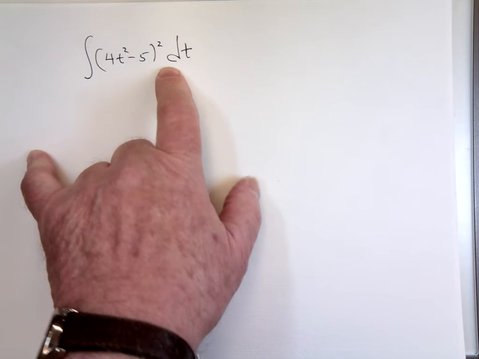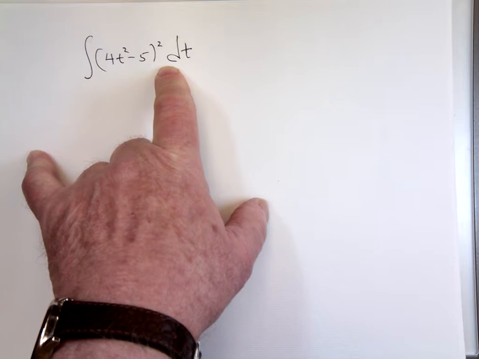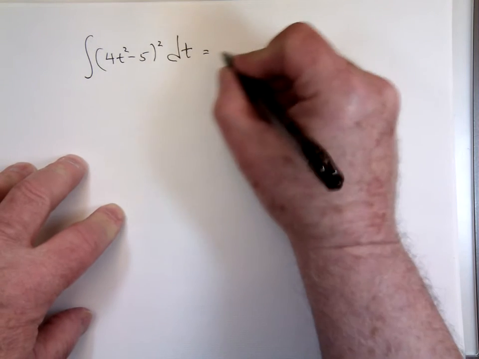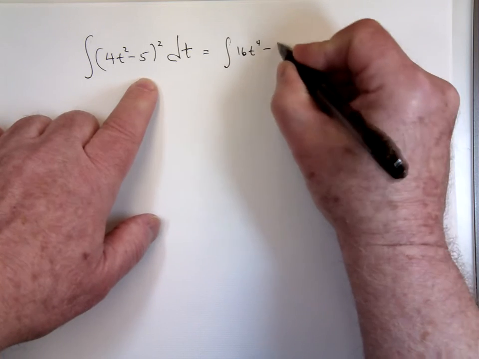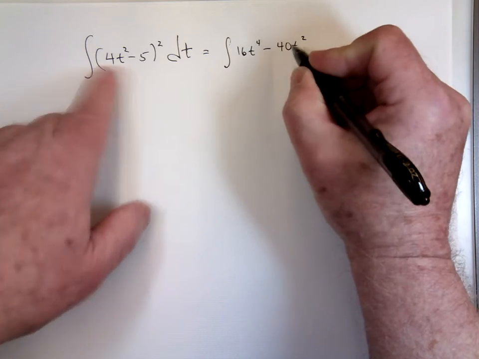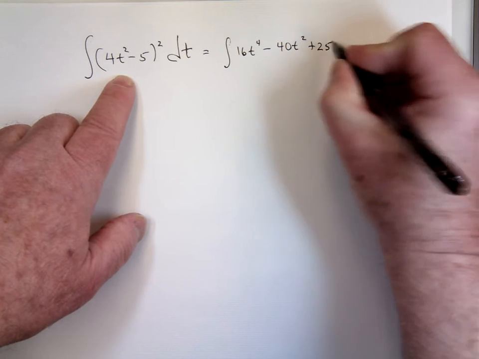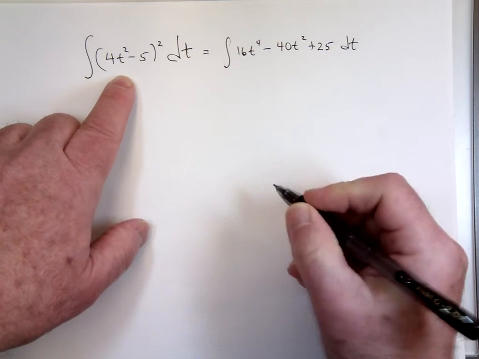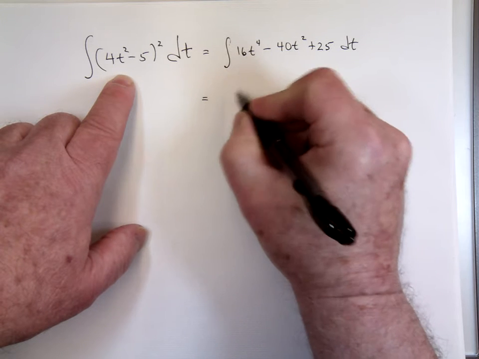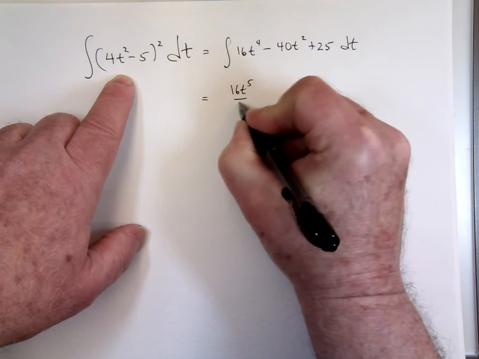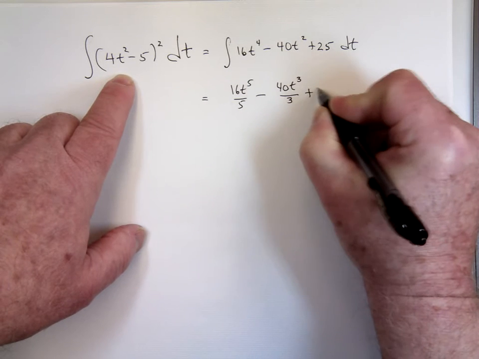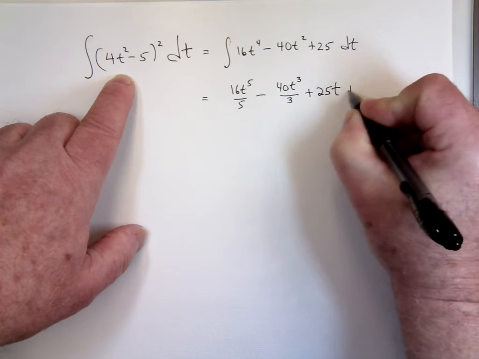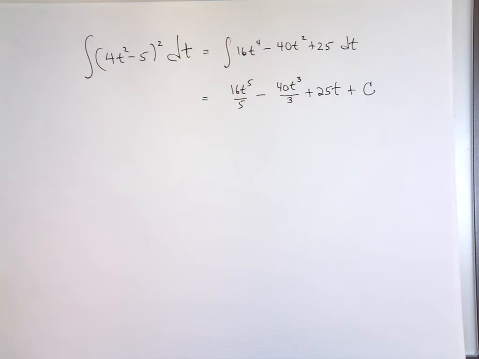What must we do here? Multiply it. Yeah, we have to multiply it out. Okay? So multiply it out: 16t to the 4th minus 40t squared, twice the product, right? Plus 25. Just multiply the thing out. Then integrate it term by term. 16t to the 5th over 5, minus 40t cubed over 3, plus 25t plus c. That's the answer I keep putting in online, but it doesn't work.